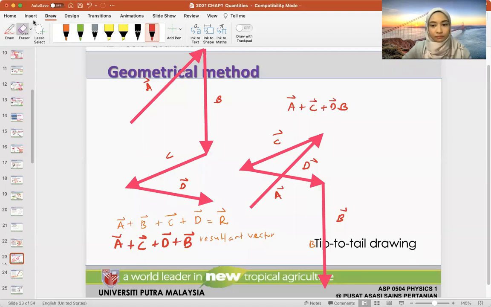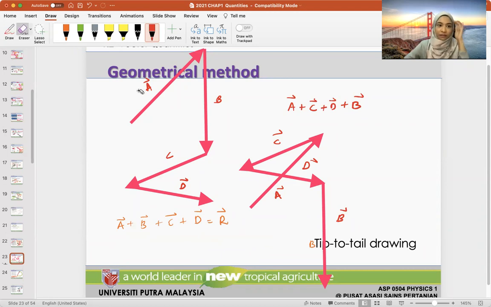Okay, this is if it's A, C, D, B. Oops. So is it right or not? Okay, and this is if it's A, B, C, D, as usual. So the resultant vector, would it be the same or would it not be the same? So how? Anyone wants to try? Are these the same or are they not the same?